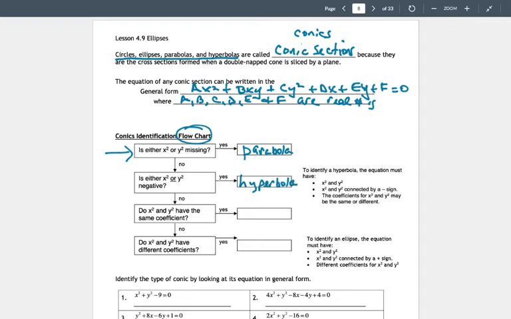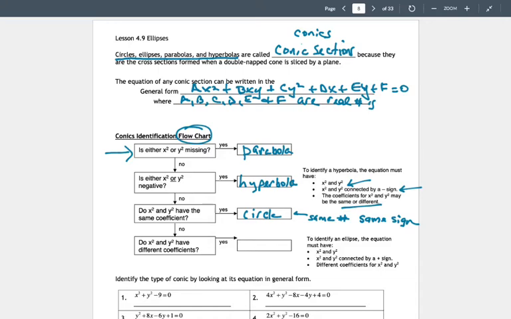So this kind of talks about it over here. You have both the x and the y squared, and then they're going to be connected by a minus sign. But the coefficients of the x and the y squared, they can be same or different. It doesn't really matter. If your x and your y squared have the exact same number in front, they're both the same sign, then that's a circle. So I'm going to say here, this is same number and same sign.